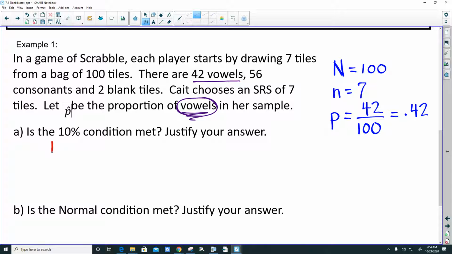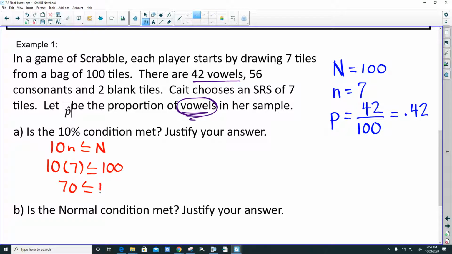I'm just going to write it generically first. On the AP test, you would not be expected to have to write that generic formula out. Okay? Our sample size we said was 7, so I'm going to fill that in there. And we said our population size is 100, so I'm filling that there.